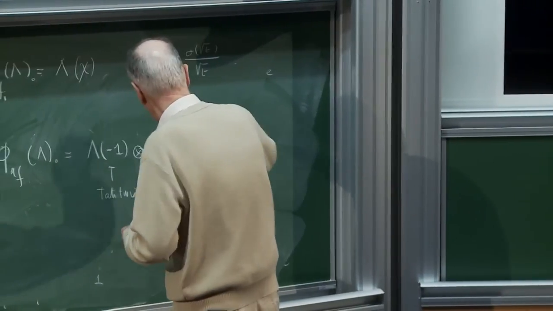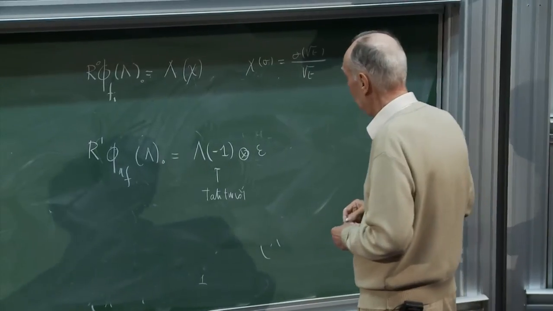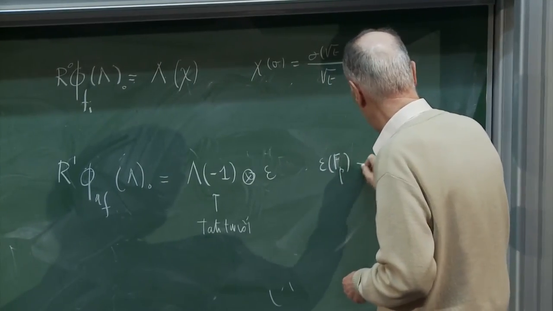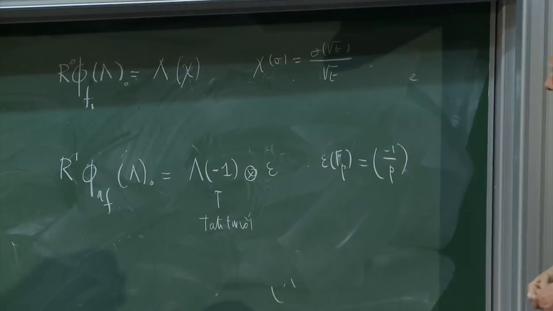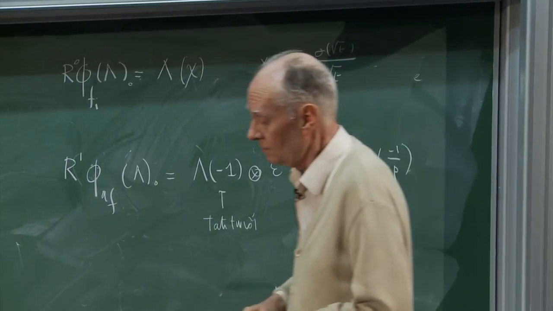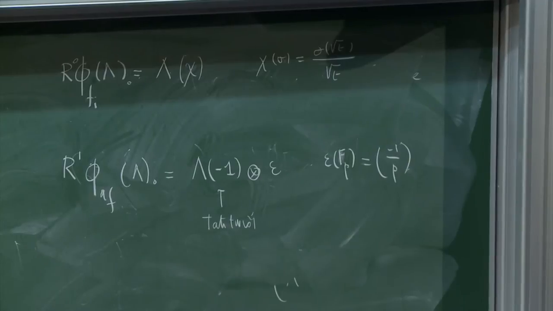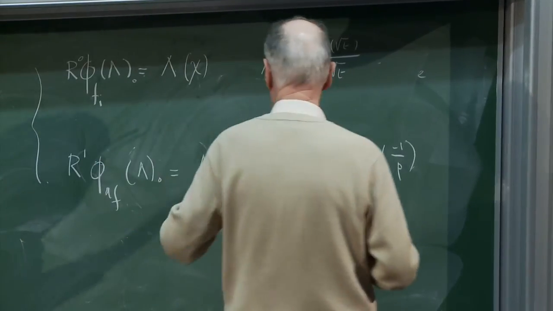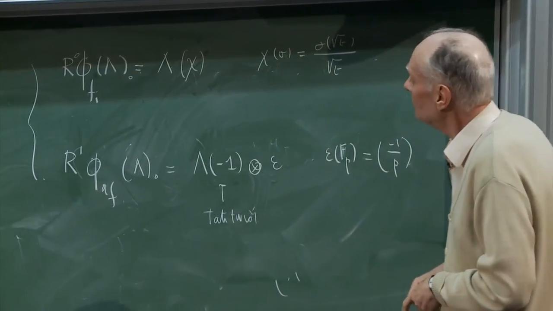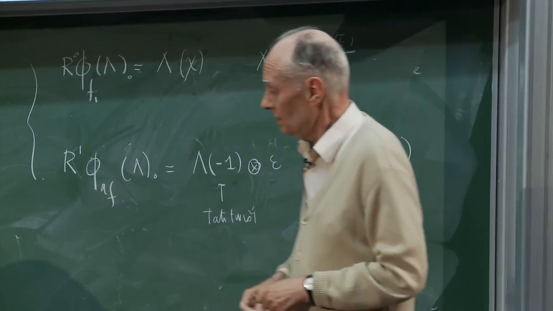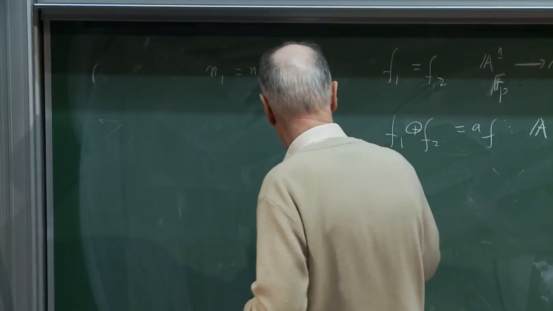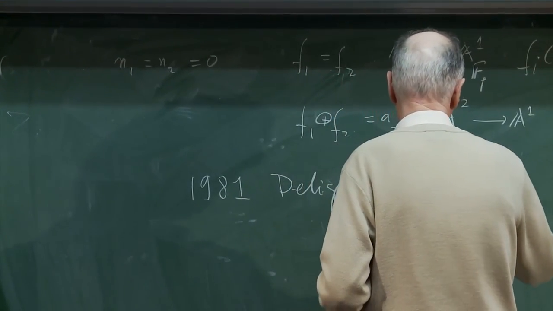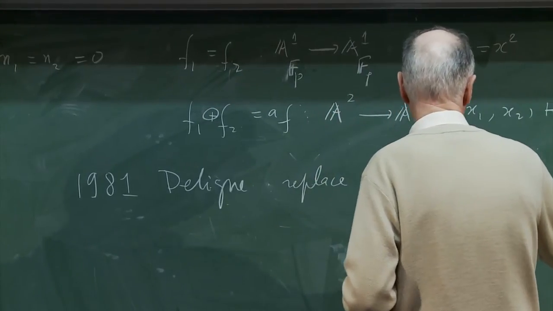Tensor some other unramified character epsilon, which is a character of Galois of F_p bar over F_p, and which sends the Frobenius F_p to minus 1 to the power of p. This is seen because if you want to write x_1 squared plus x_2 squared as a product, you have to extract the root of minus 1. So if you take a tensor product, then this kills that, so you get just lambda, while here you have something non-trivial arithmetically. So in 1981, Deligne proposed a solution: that you should replace the tensor product by a local convolution product.